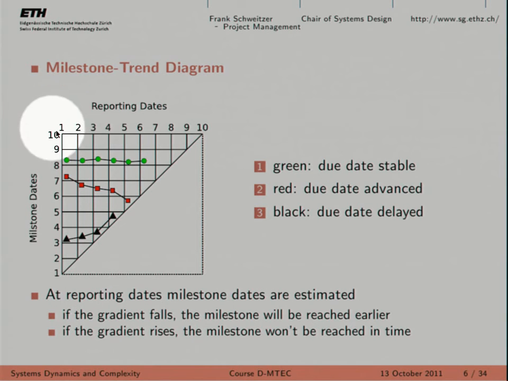And the x-axis are the reporting dates. Reporting dates meaning at each of these dates, so these are relative dates compared to the beginning of your project. So this is, let's say, 2 months after the beginning, 3 months after the beginning of the project, 4, 5, and so on. So at each reporting date, you ask yourself, how long is it going to take me to complete some milestone?